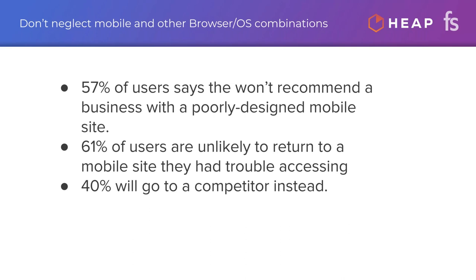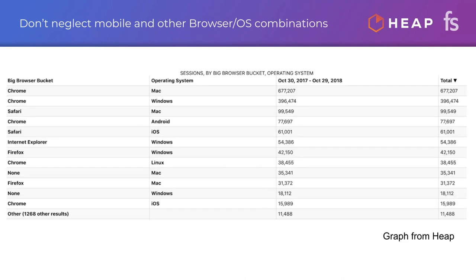So we think in a very desktop world in some ways, but certainly don't neglect what's going on with your mobile customers. Here's a view of the world from Heap, to get an understanding of how your site is doing, and the majority of customers that may have a poor or frustrating experience across a number of combinations. It could be the Chrome browser on Mac is your top customer.